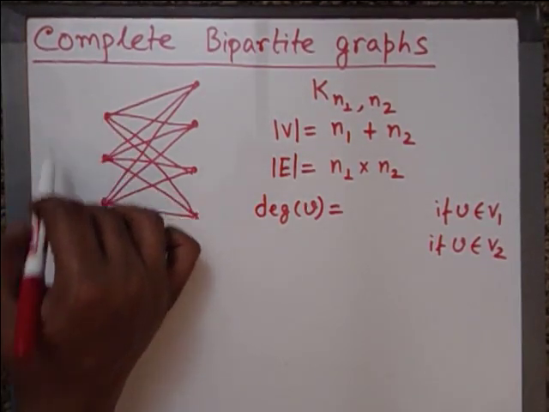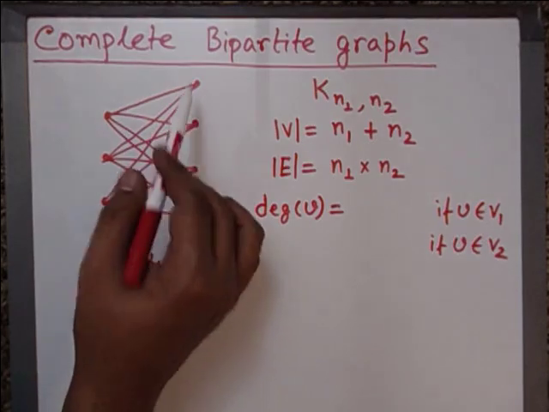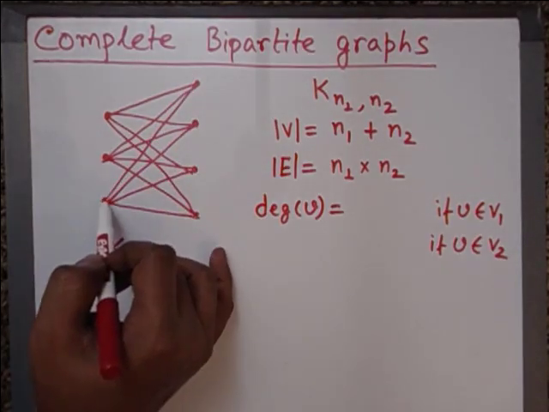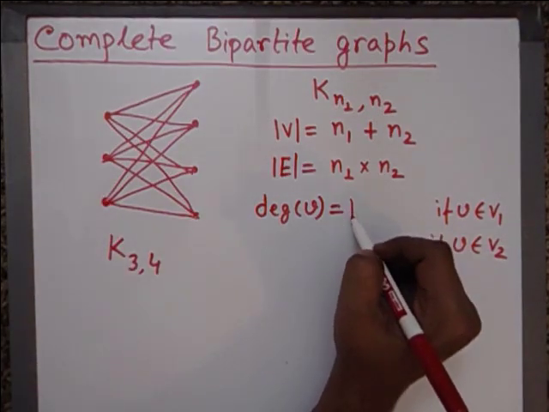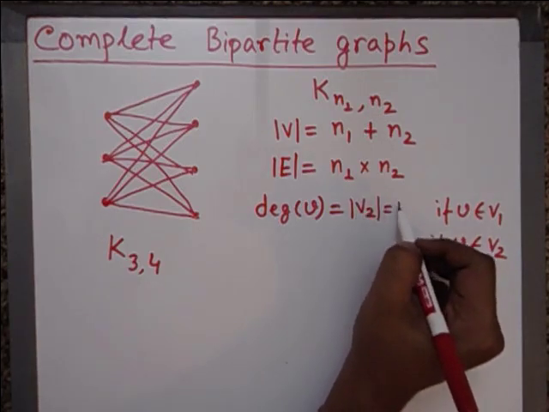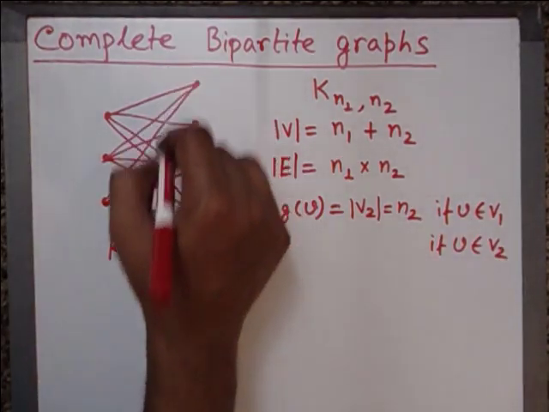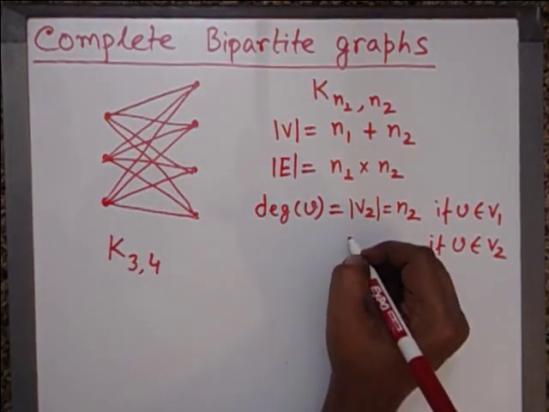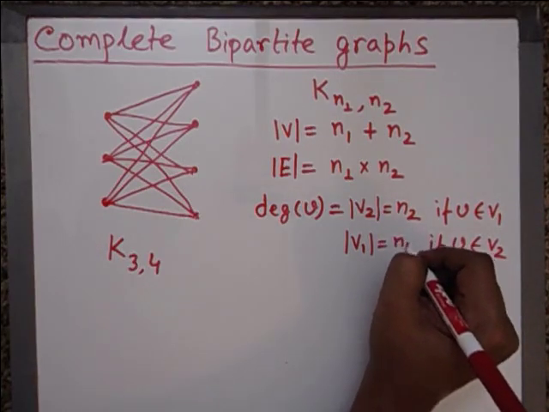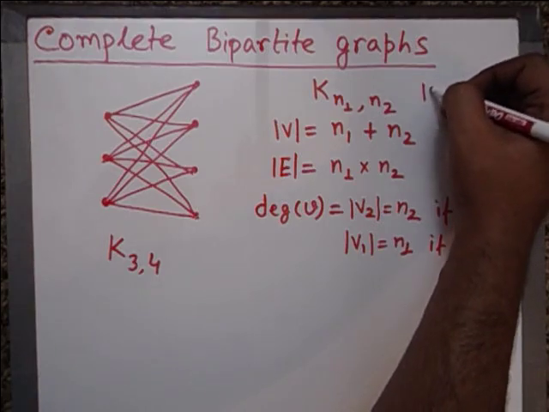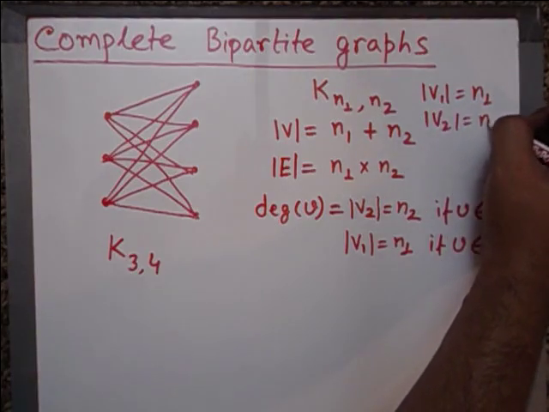So if this is V1, each vertex here is adjacent to all these vertices here. So the degree of a vertex belonging to V1 is the size of V2, which is N2, and the degree of a vertex belonging to the right group here is the size of V1, which is N1. So we should write down here also that size of V1 is N1, size of V2 is N2.